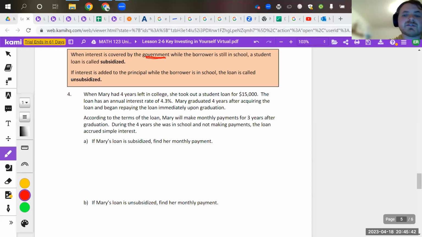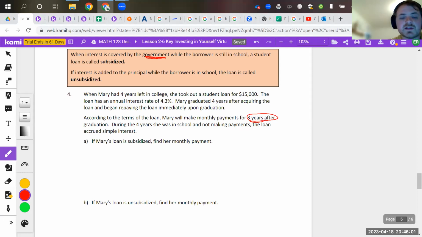So she took out $15,000, okay, and the loan has a rate of 4.3%. If she graduated 4 years after that and she had to immediately start paying, they're curious if she makes those payments for 3 years, how much she has to pay each month to pay it off in 3 years.